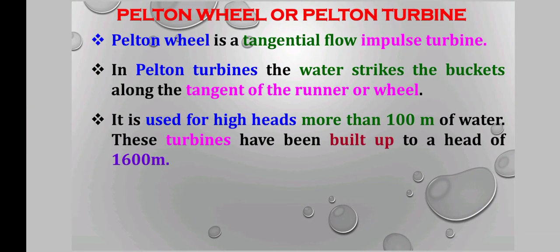Pelton wheel or Pelton turbine. The Pelton wheel is a tangential flow impulse turbine. In the Pelton turbine, the water strikes the buckets along the tangent of the runner or the wheel. It is used for high heads, more than 100 meters of water. These turbines have been built for heads up to 1600 meters.